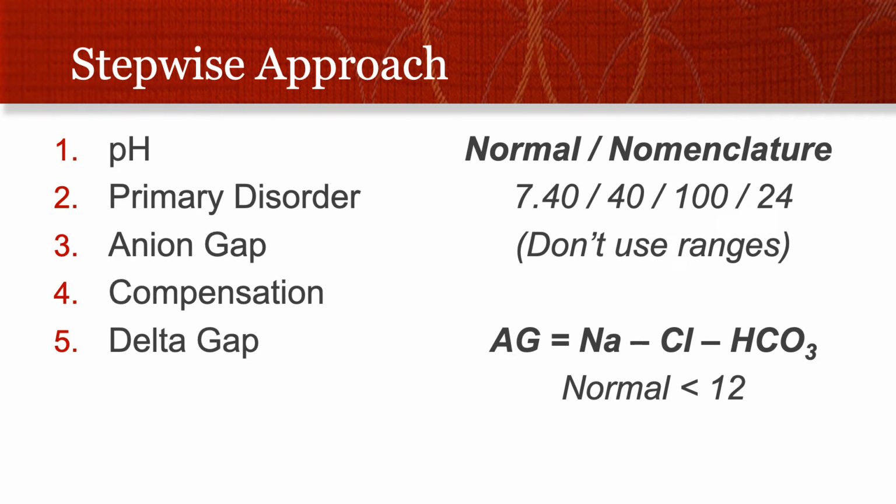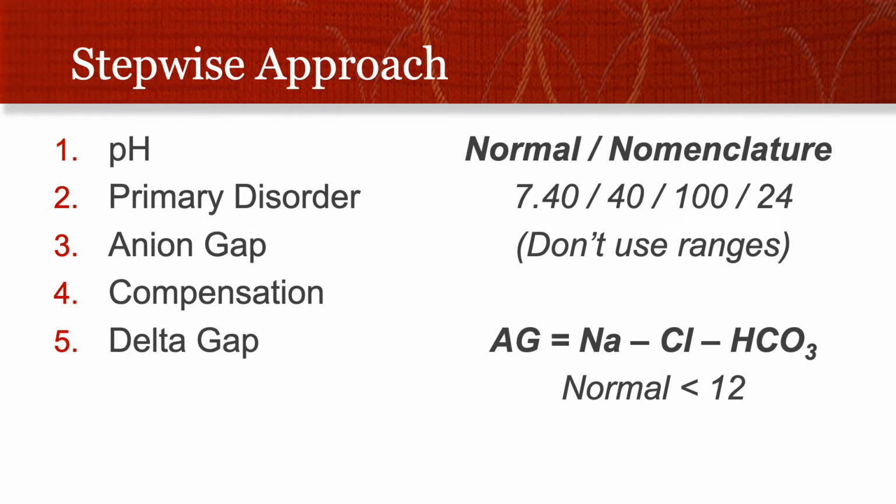My stepwise approach is pretty standard throughout textbooks. First, I look at the pH and I decide if the patient is acidotic or alkalotic. The second step is to determine the primary problem. Is the problem related to CO2 or bicarbonate? The third step is to do the anion gap. You don't necessarily have to do this as step 3, but I've found that if I don't do it immediately as I do an initial review of a blood gas, that I forget about it.